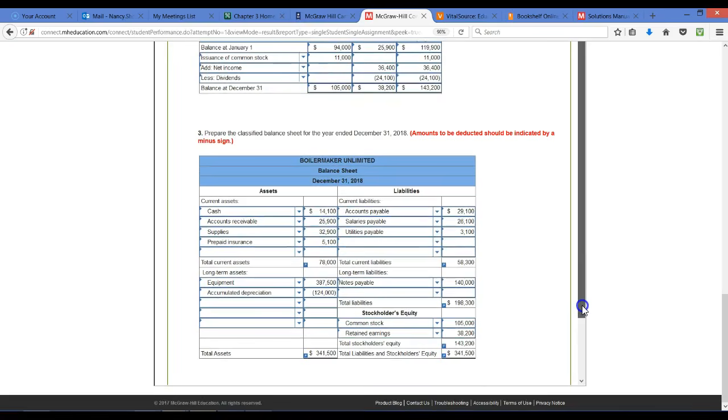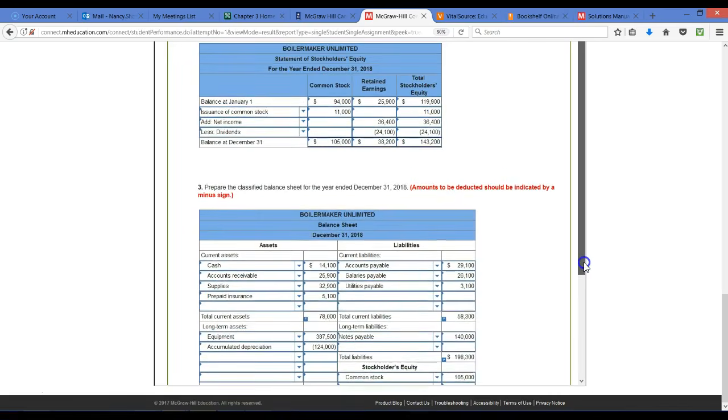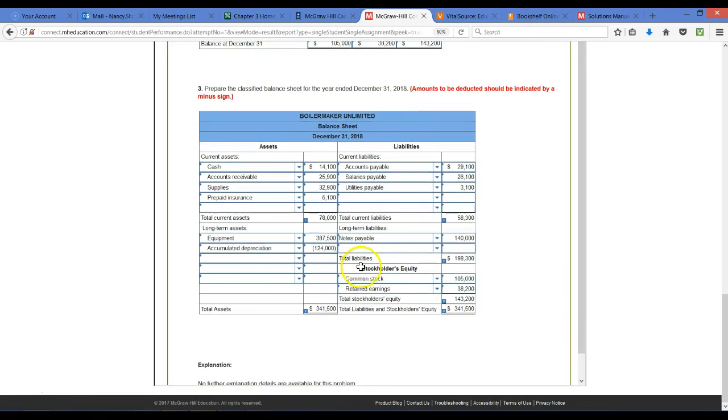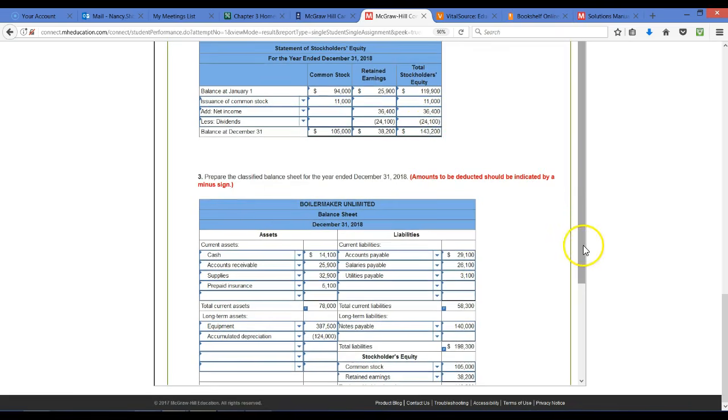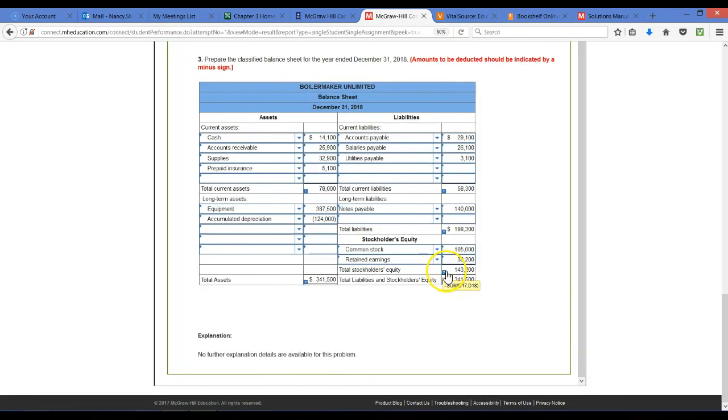Then, as we talked about, your statement of stockholders' equity, the statement we just did, gives you the ending balance of the common stock and the ending balance of retained earnings, for a total balance of stockholders' equity of $143,200. We put that in here, and again, our assets will always equal our liabilities plus our stockholders' equity.